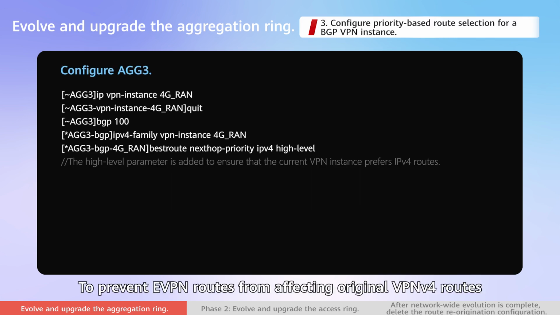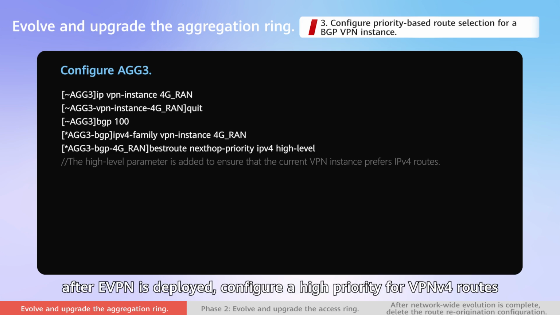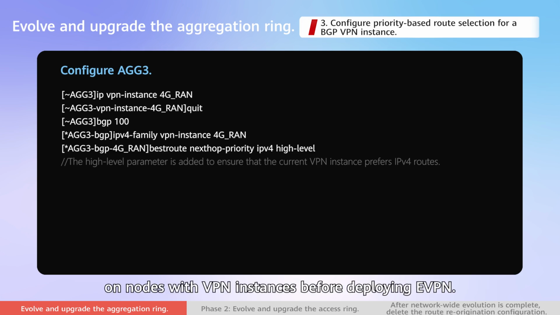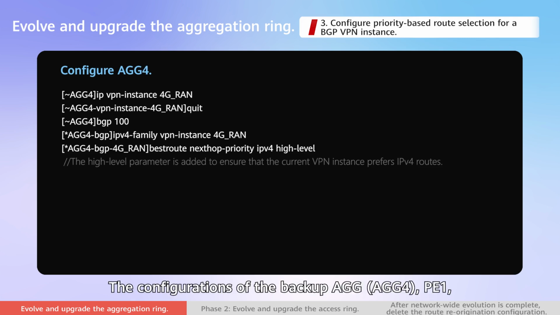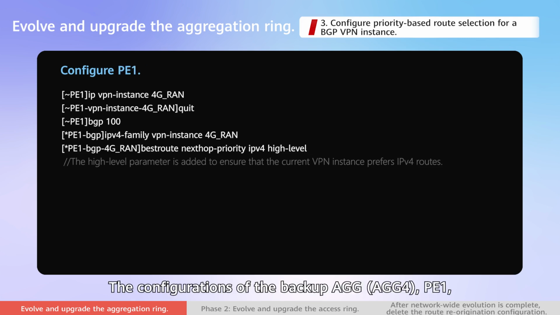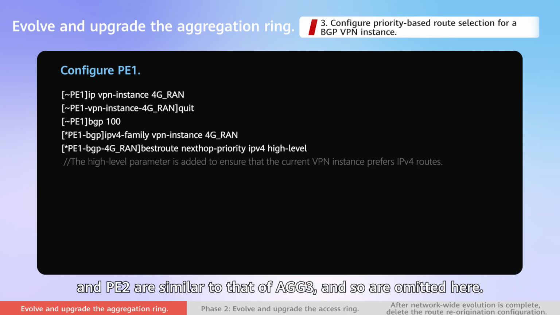To prevent EVPN routes from affecting original VPNv4 routes after EVPN is deployed, configure a high priority for VPNv4 routes on nodes with VPN instances before deploying EVPN. This ensures that VPNv4 routes are preferentially selected before SRv6 is deployed in an E2E manner. This video uses AGG3 as an example. The configurations of the backup AGG, AGG4, P1, and P2 are similar to that of AGG3, and so are omitted here.